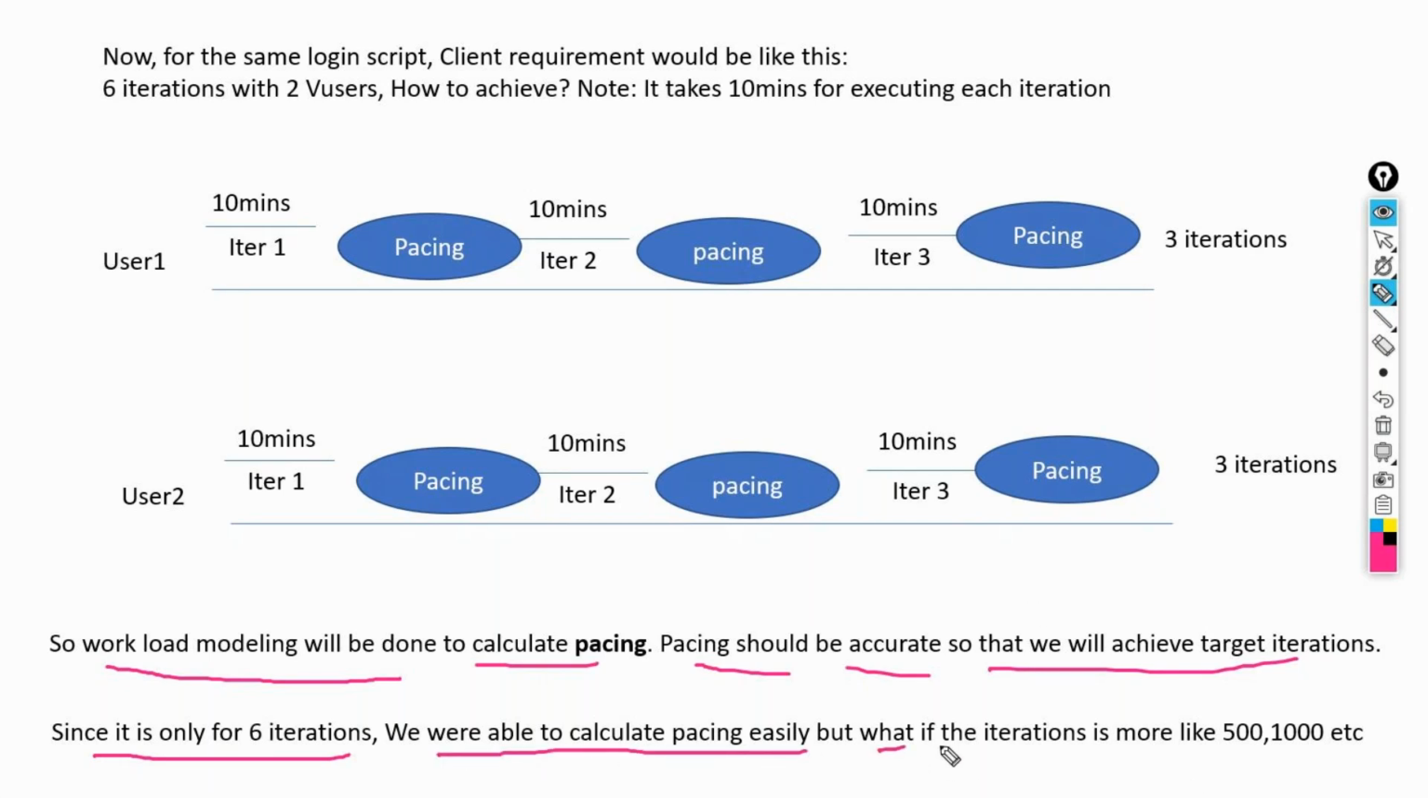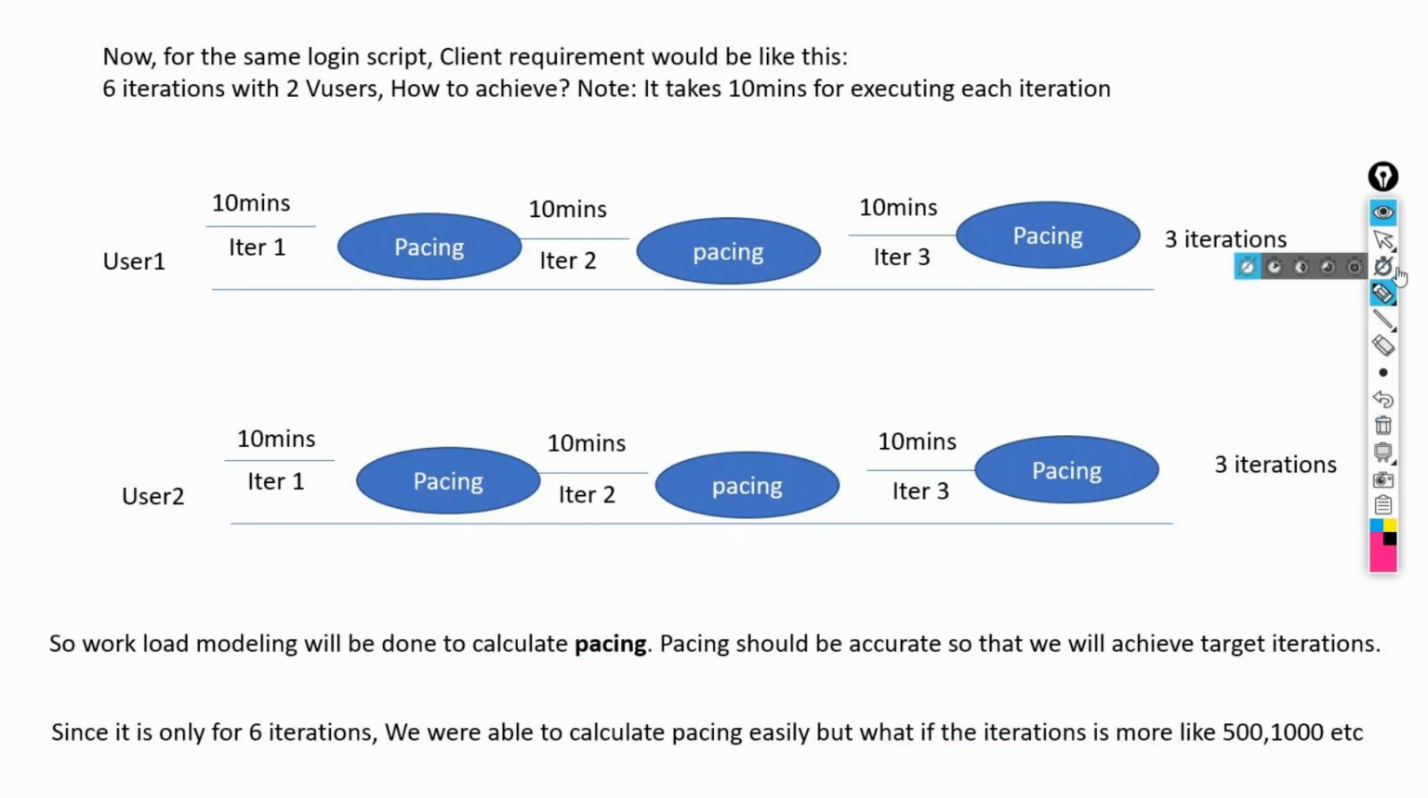But what if the number of iterations is more, like 500, 1000, 2000, 3000? Will you be able to calculate the pacing directly in your mind? If I say 1000 users should achieve 7000 iterations, will you be able to calculate pacing directly like this? No, you will not be able to calculate pacing directly unless you are a mastermind.